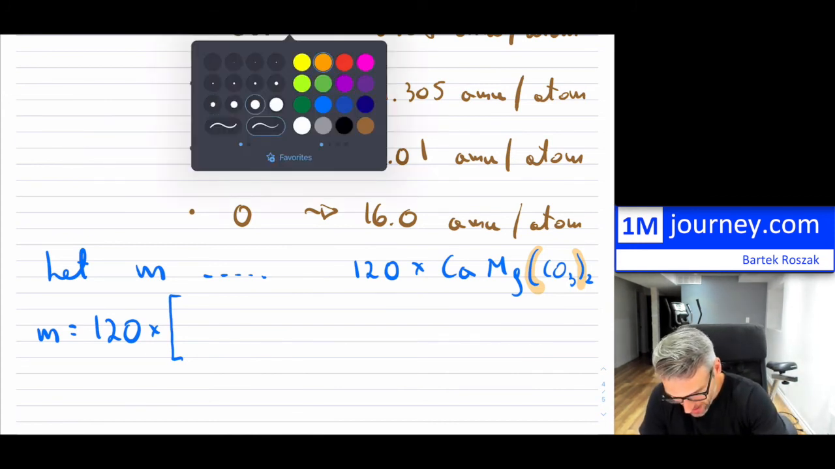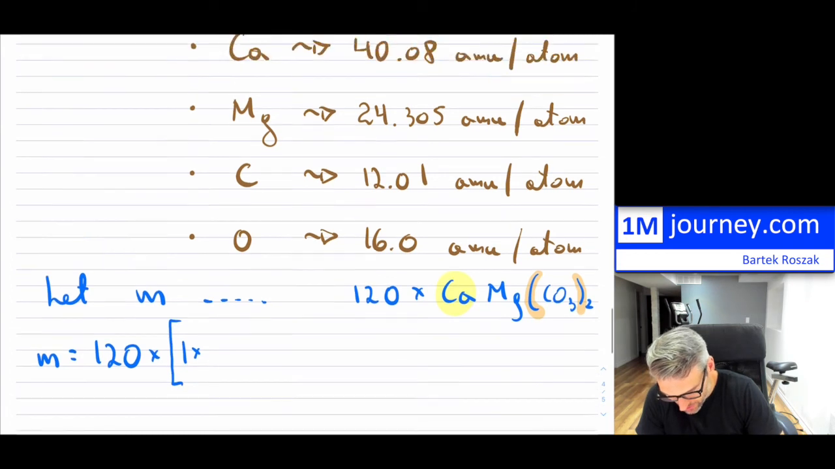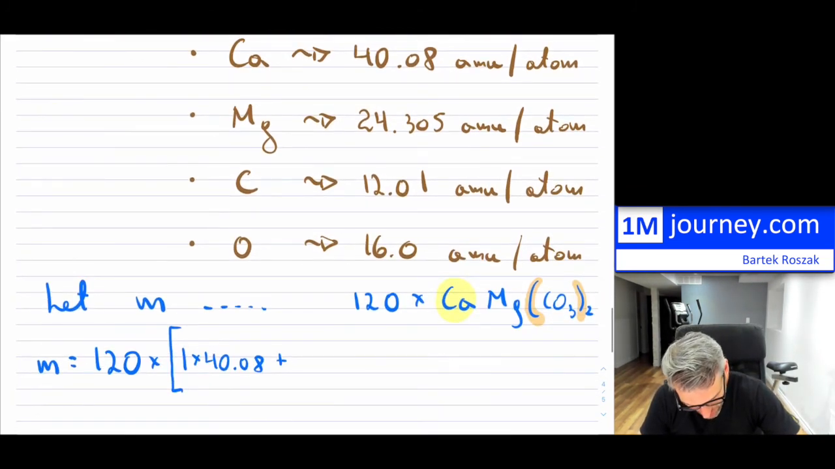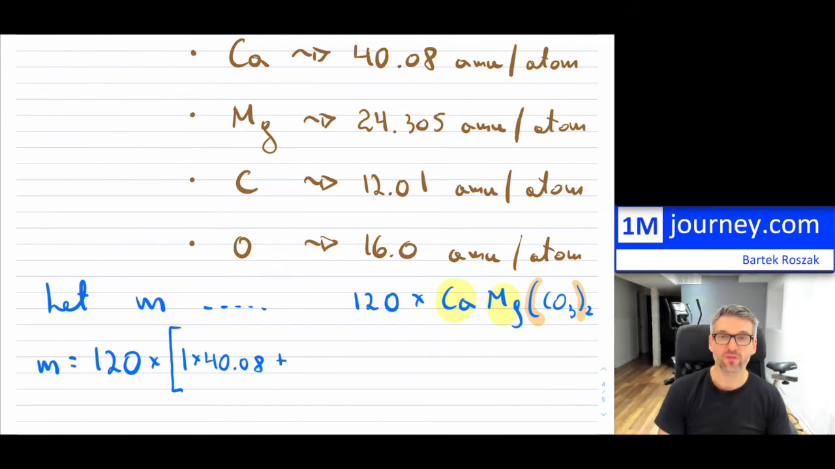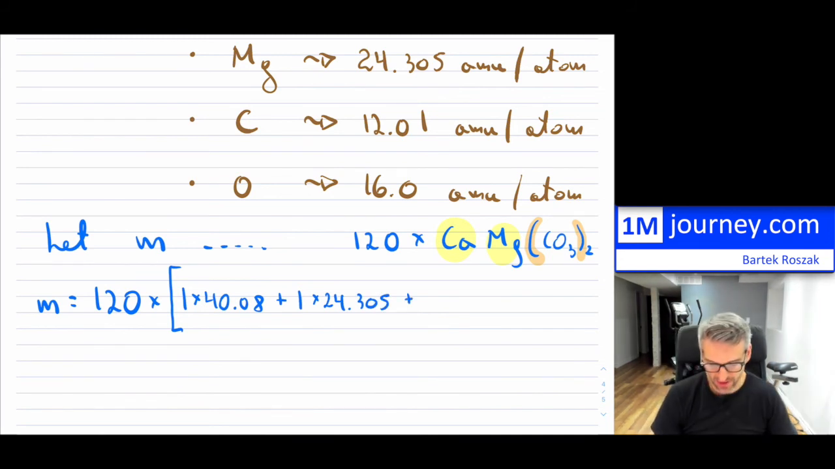And now you walk through each individual one. So what I mean by that is, okay, how many of these do we have? Well, we only have 1. So this is 1 times 40.08. Now, plus, how many of these Mg do we have? Notice the subscript on that, there isn't one, so that means there's only one of them. It's going to be 1 times 24.305.